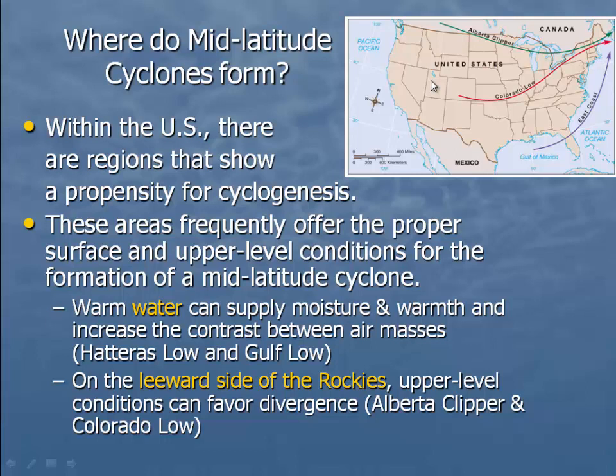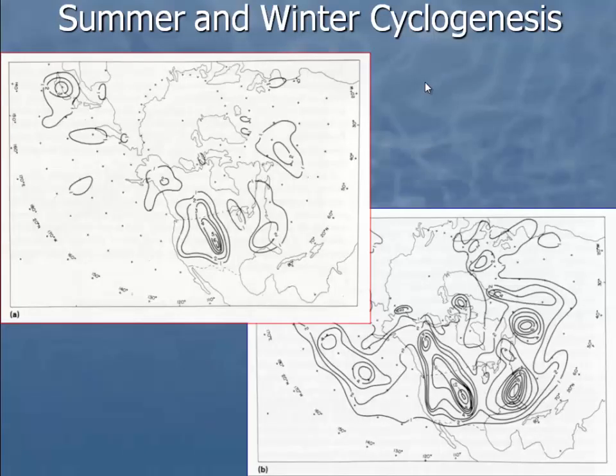These are preferred areas of cyclogenesis in the United States, and we often see low pressure systems form there and track there in a preferential pattern. Here is some research that was done several years ago looking at the frequency of cyclogenesis, or the birth of systems, in both the summertime in the upper left and the wintertime in the lower right. And you can see we have these bullseyes: a preferred area in Alberta, a preferred area east of the lee of the Rockies in Colorado, and another preferred area here on the east coast of the United States, with cyclones developing in these three regions.